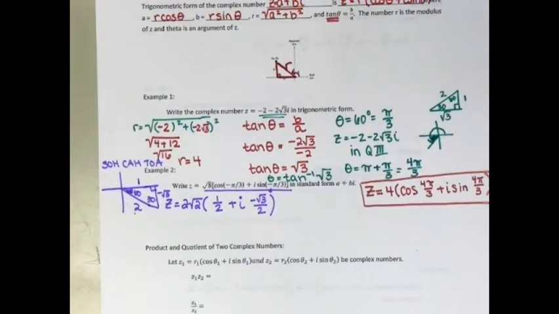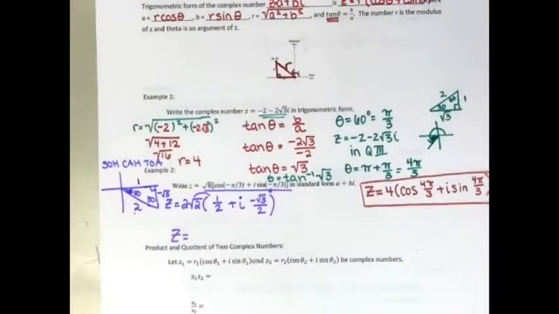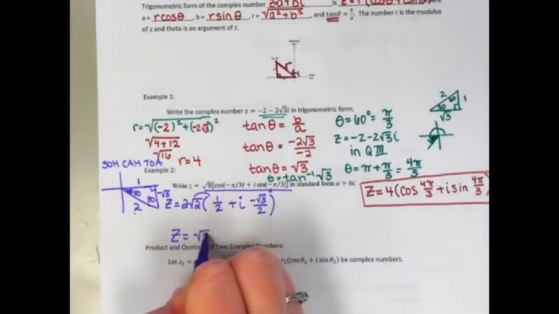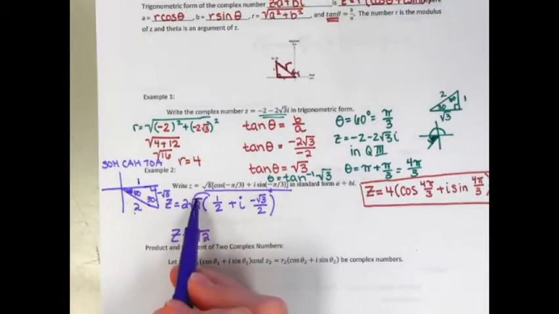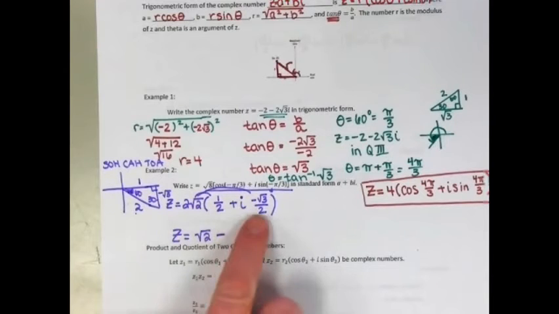Okay. Now, can we distribute the 2 radical 2 through? Yeah. So my z in standard form now would be what's radical 2? 2 radical 2 times 1/2 is root 2. What is 2 radical 2 times a negative radical 3 over 2 i? So what happens to those 2's? We know it's going to be a minus sign. It's going to be negative, right?